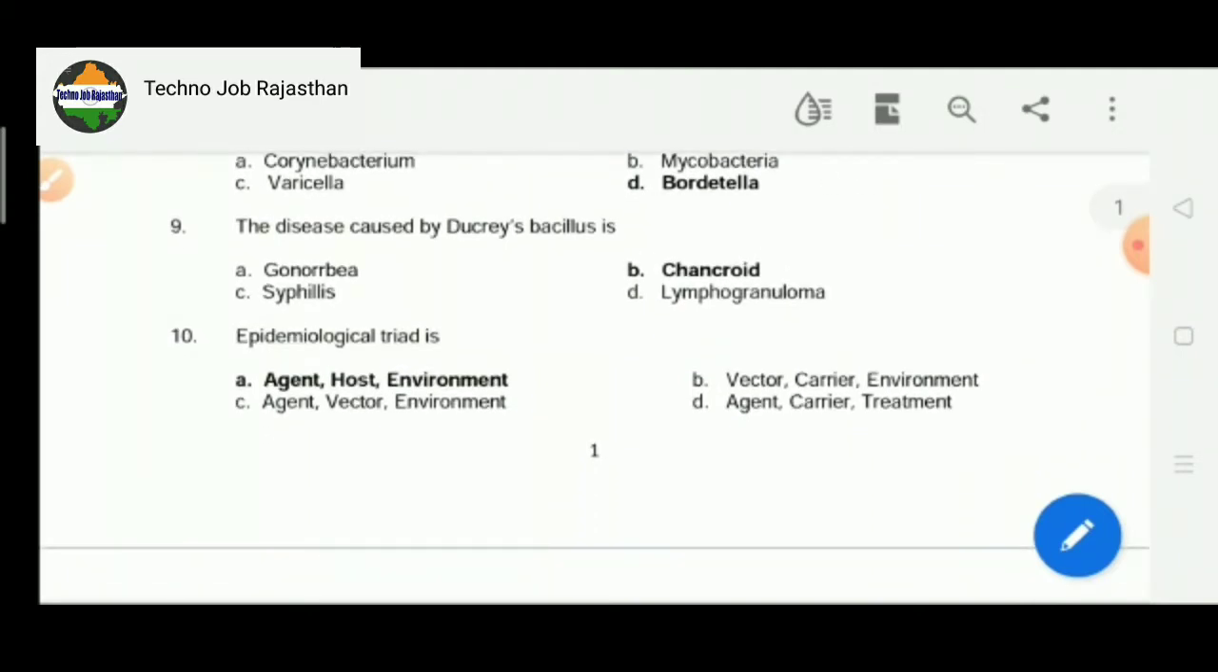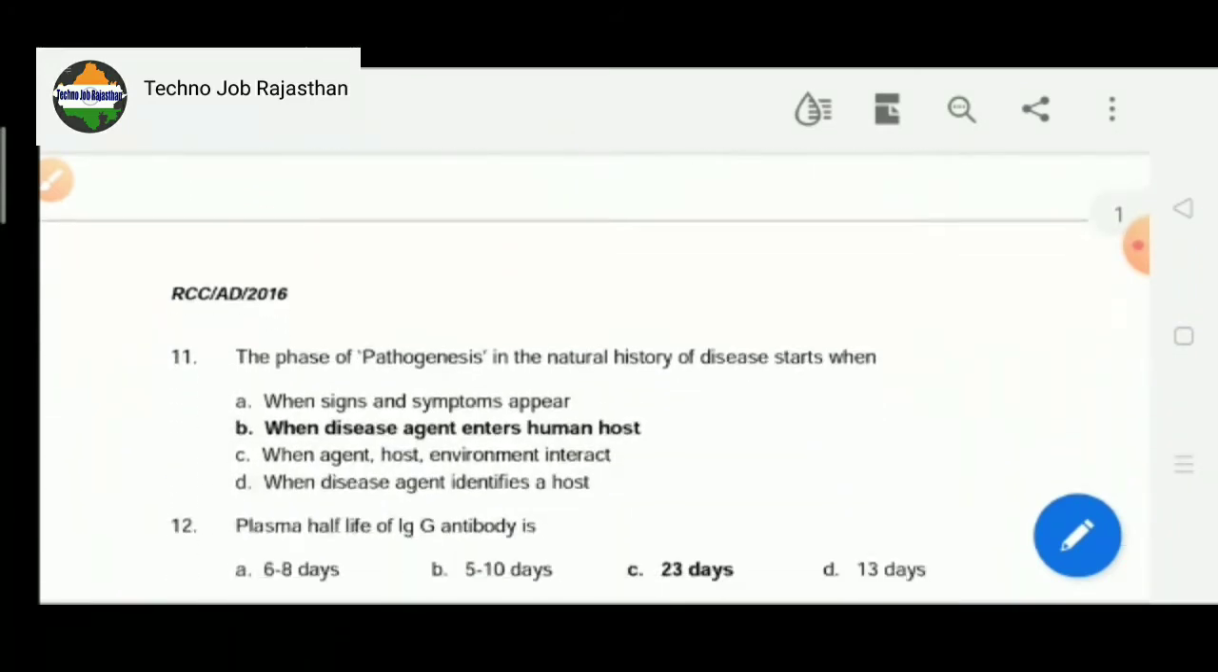Question number 10: epidemiological triad is option A agent host environment, option B vector carrier environment, option C agent vector environment, option D agent carrier treatment. So the correct answer is option A, that is agent, host and environment.